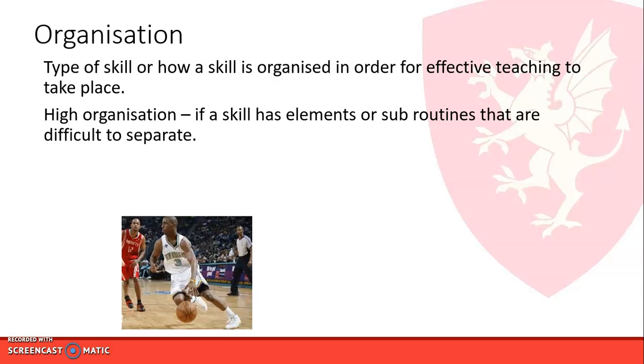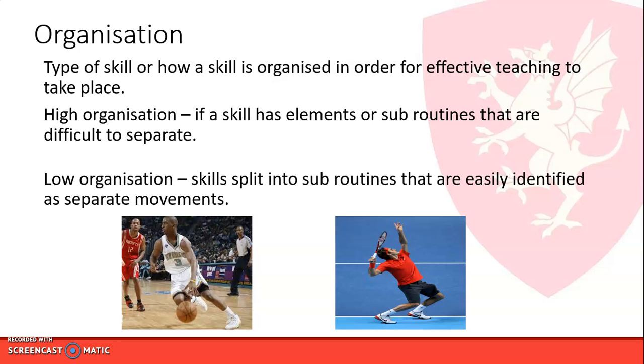And lastly is around organization. This is to do with the type of skill, or how a skill is organized, to be effective. High organization is where the skill has elements or subroutines that are difficult to separate.